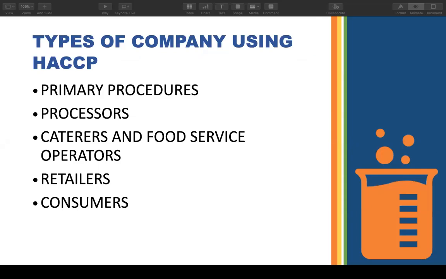So, types of companies using HACCP: primary producers like fish manufacturers, and processors like food processing companies, like milk formulas such as Cerelac and Serigram, and processes like that, and caterers and food service operators, and retailers and consumers.